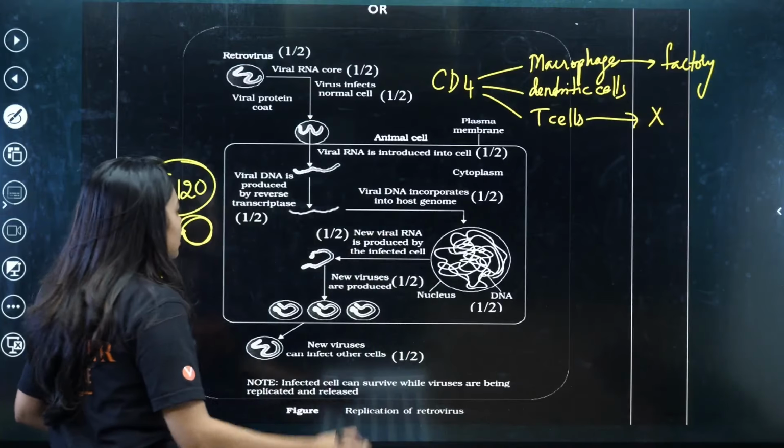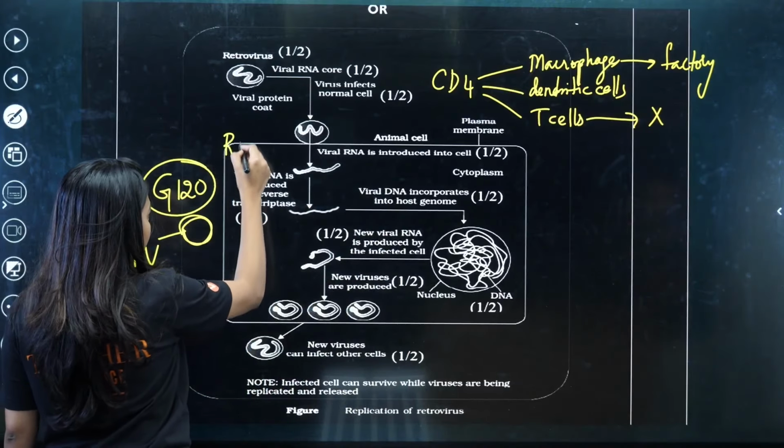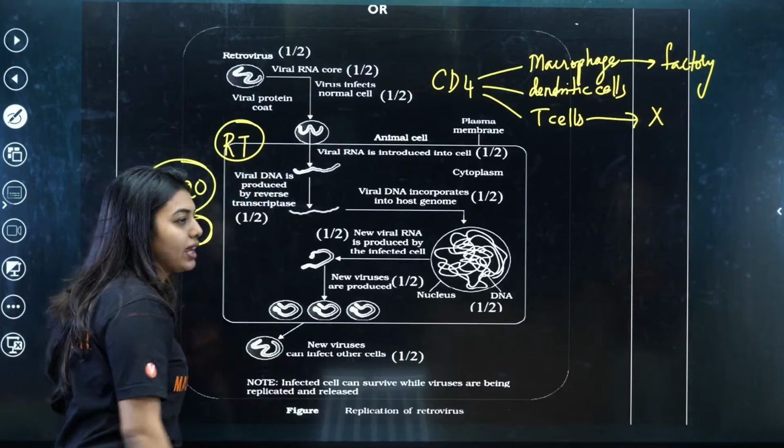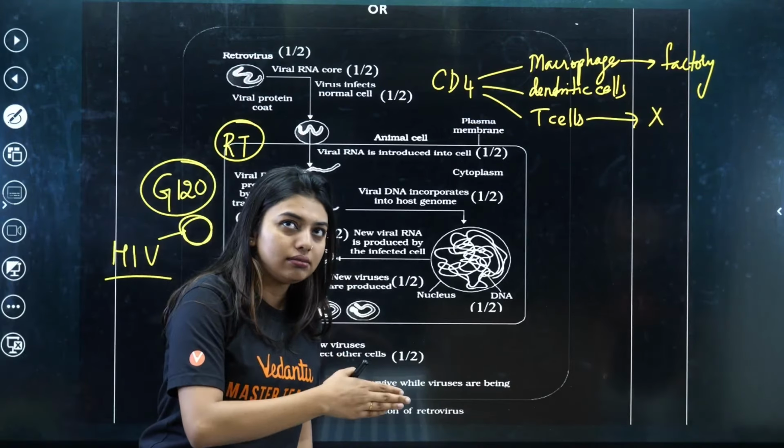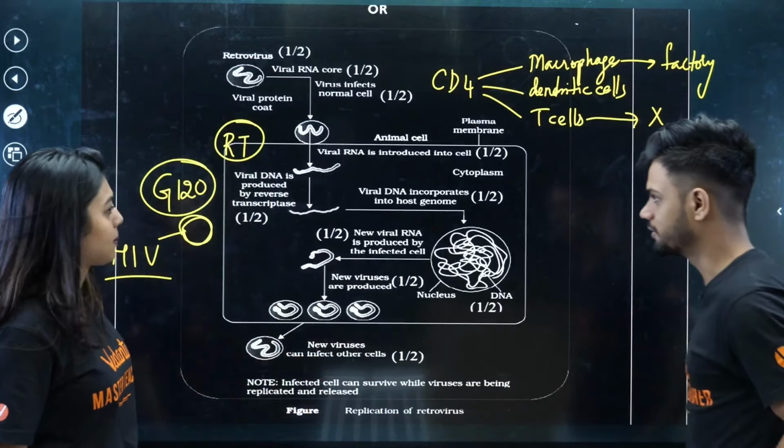So yes, students, very important: reverse transcriptase. Because of reverse transcriptase, HIV is very, very strong, because it can convert RNA to DNA.